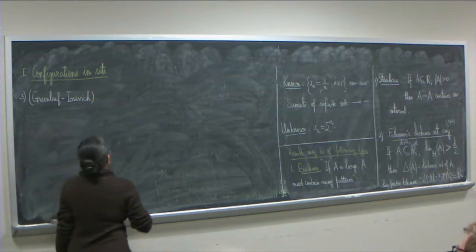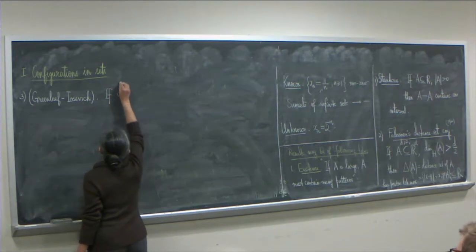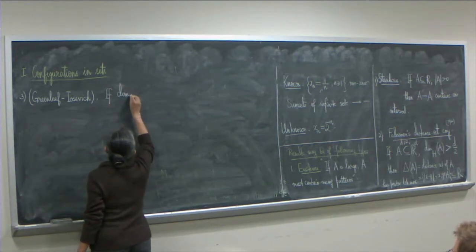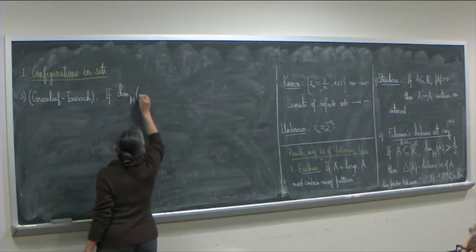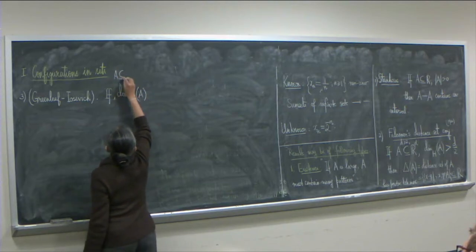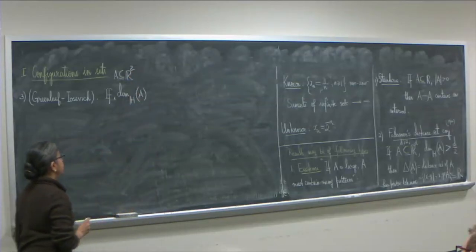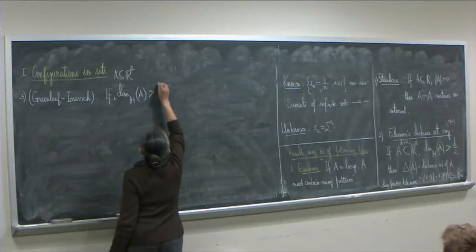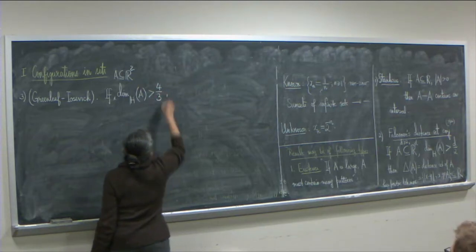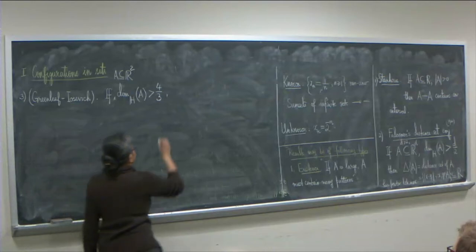So what it says is that here's a large set. If you look at a set A, and let's keep things simple, let's just keep it in R2 for now. There is of course an Rn variant, and the dimension of A exceeds 4/3. Okay, so that's my large set.